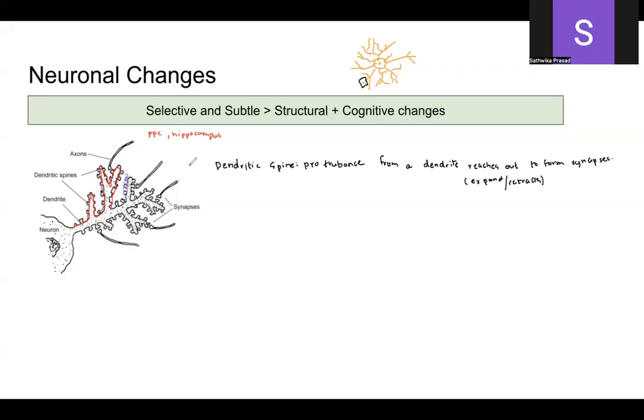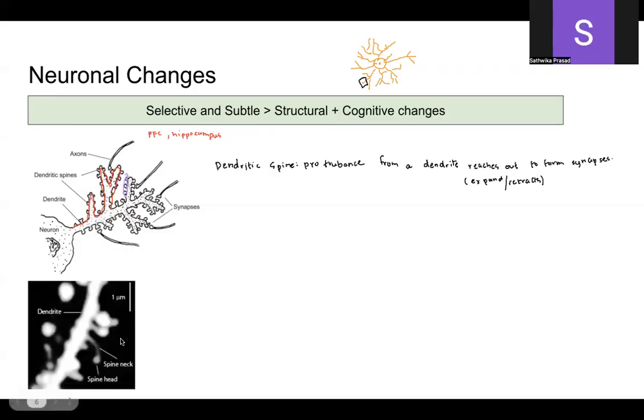So why is this so important? Before I get into that, I just wanted to show you a really cool image. This is a dendrite under a microscope, and you can see how these look in real life. This is just a drawing, and this is what it looks like in real life.